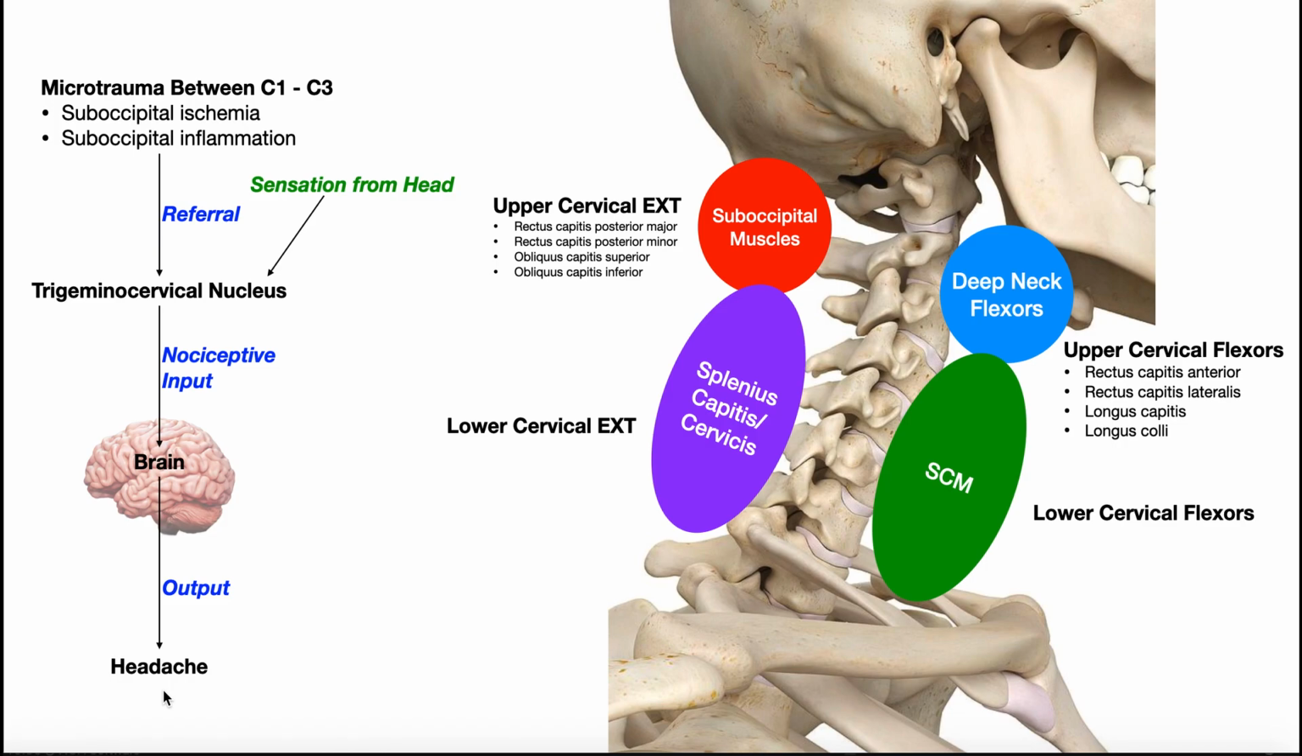And so the basic idea is that because all this information right here is being fed into the same structure going to the same part of the brain, sometimes the brain basically confuses where the pain's coming from. It thinks the pain is actually coming from the head, when in reality, it's actually coming from the region of the cervical spine between C1 and C3.